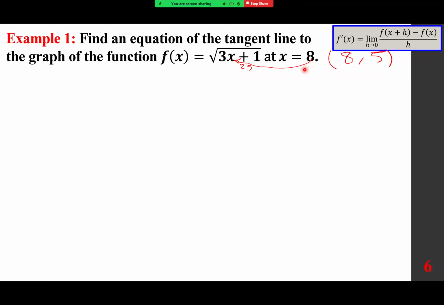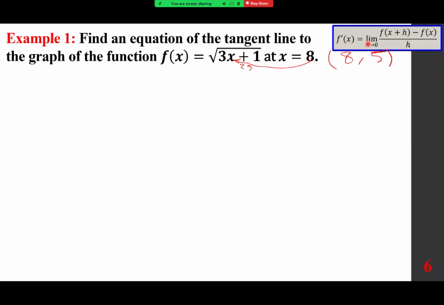We can do so, however, for this section, we're going to calculate f prime of x, a general form, and then we plug in 8, and it becomes the slope. The advantage of that is that if we were interested in finding the slope, the equation of a tangent line at several points, then it would make it easier.